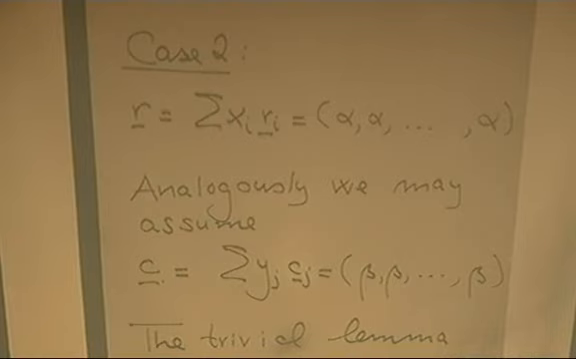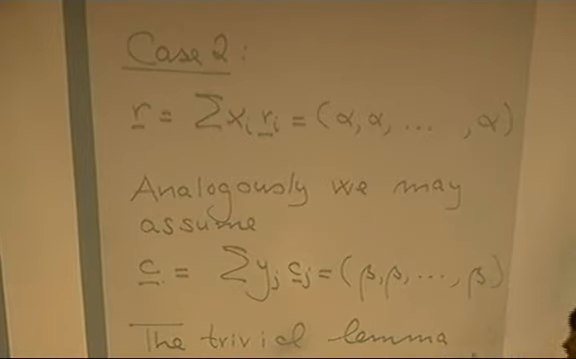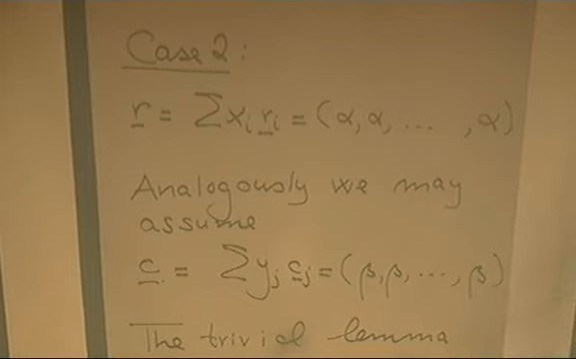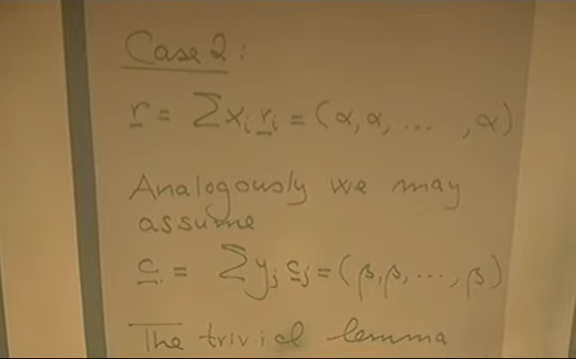Well, I just use the trivial lemma. Because what is the row interval here? That just consists of alpha. What is the column interval here? That just consists of beta. And I proved that any row interval and any column interval intersect, but then these two numbers are the same, and the proof is finished.